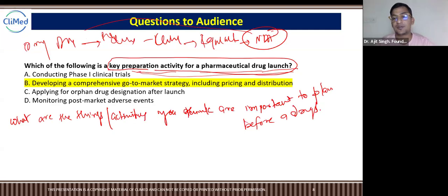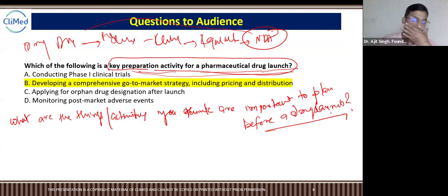Yes, tell me. Before a drug launch, what do you think is very important to take care of? Everyone, what should be fixed before the drug launch into the market? Being pharmacy people, you all can tell me. Logistic planning, promotional activities, fantastic. Yes. Anyone else? Promotional planning, yes. Logistic planning, yes. Anything else? Pricing, yes.